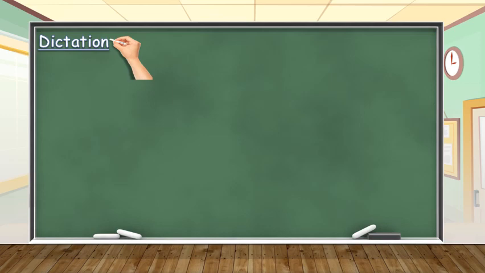Now let's do a dictation. I will say a sentence 3 times. You try to write the sentence. Number 1. She was in my classroom. She was in my classroom. She was in my classroom.